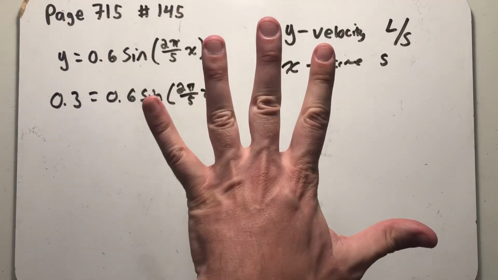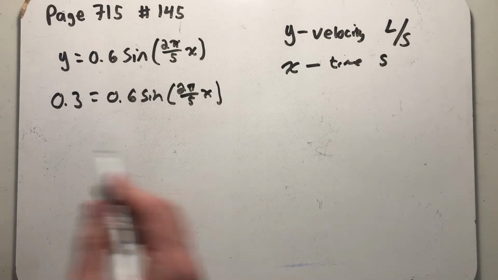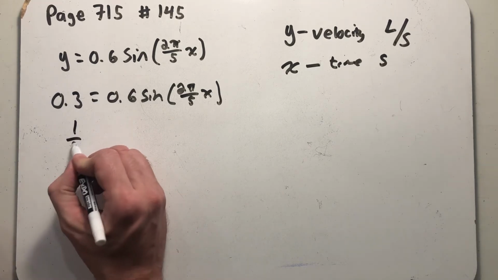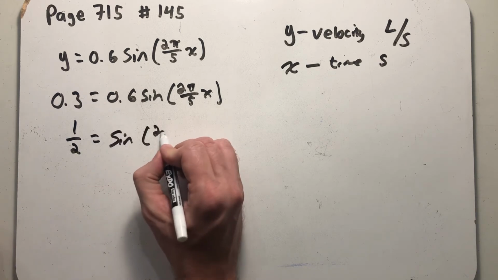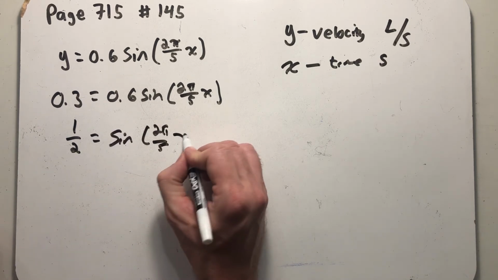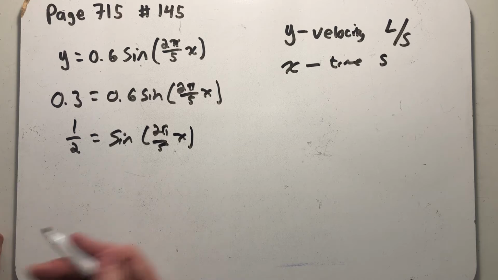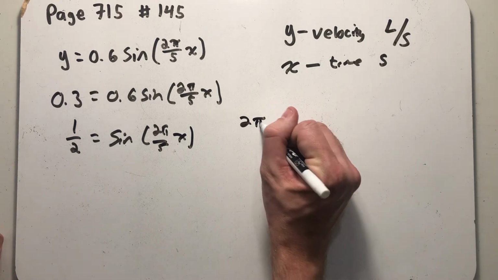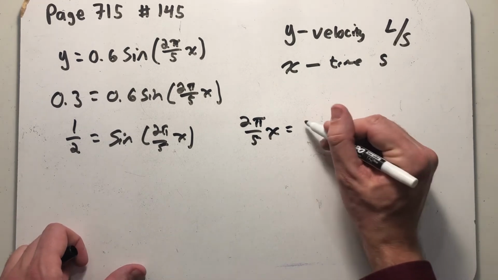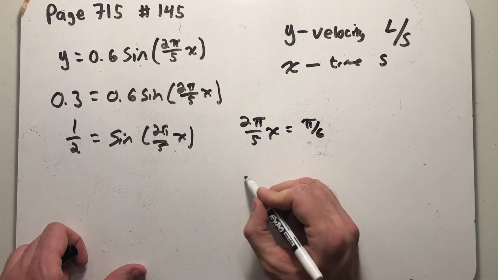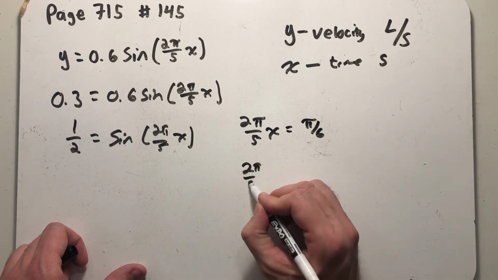Dividing both sides by 0.6 lets me rewrite this as 1/2 is equal to the sine of 2 pi fifths times x. So this is really just a question about where sine is equal to 1/2. And sine is equal to 1/2 at pi over 6 and at 5 pi over 6.